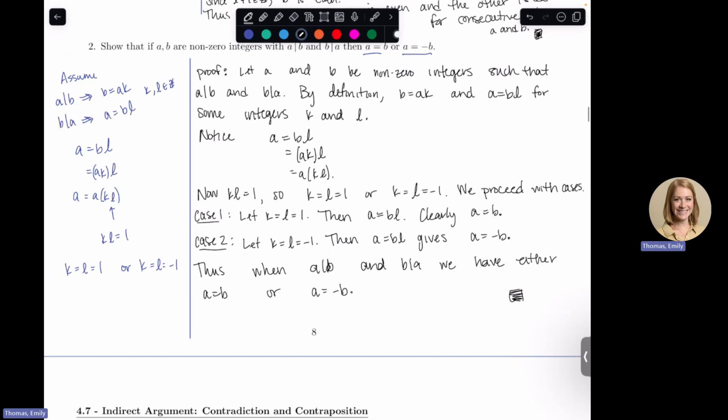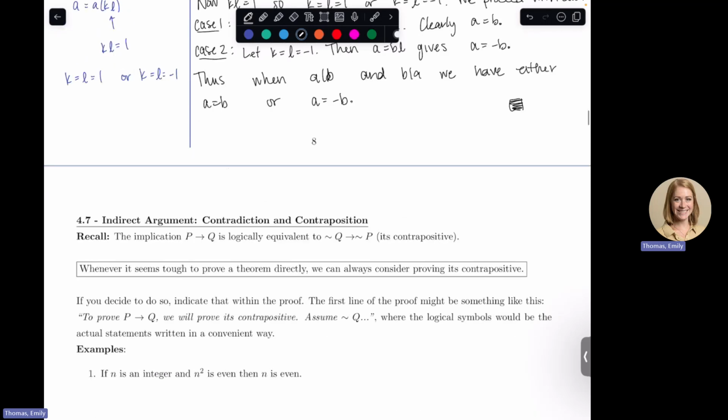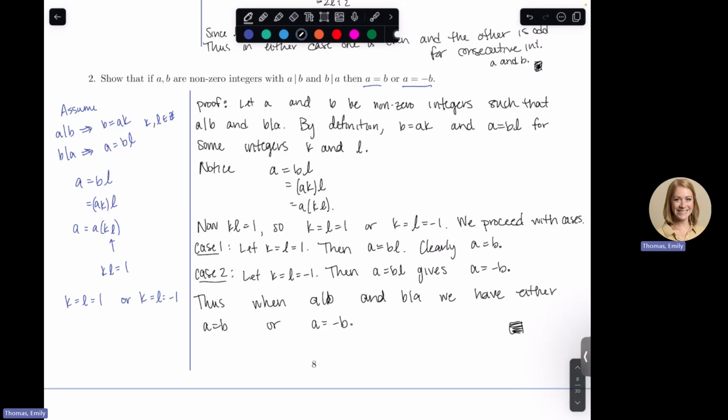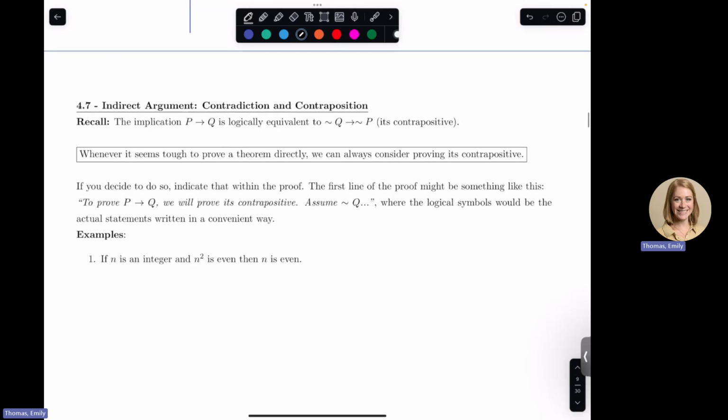Okay, but now our second proof method for this video is proving using the contrapositive. This is an indirect argument. Everything we've done to this point are direct arguments: you assume P, you show Q follows. This is a different method. The implication P implies Q is equivalent to the contrapositive, right? So sometimes if you're trying to prove that P implies Q, it makes sense to assume not Q and show that not P follows.